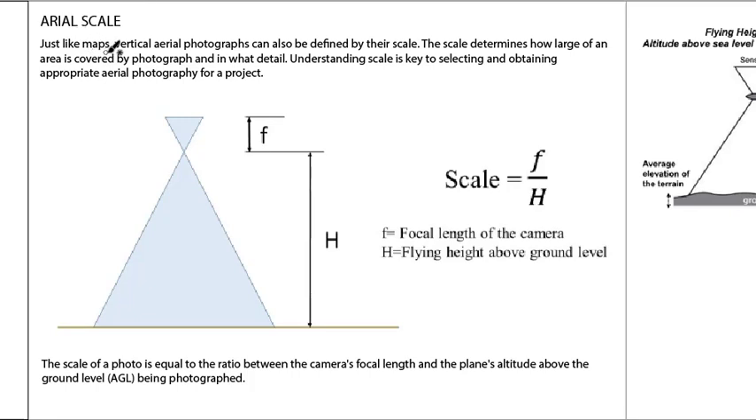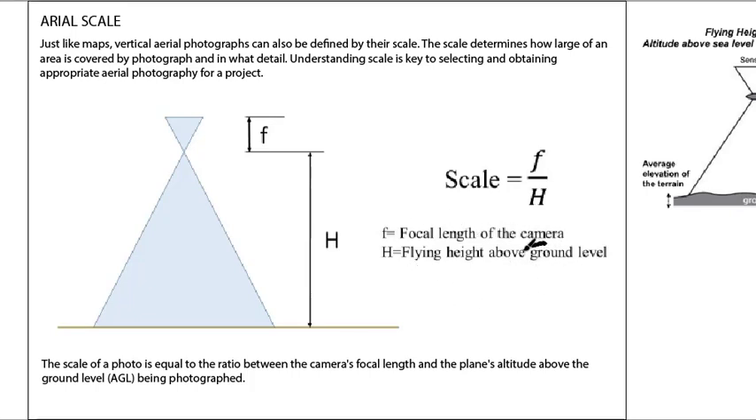So aerial scale is used for maps where photographs can be taken, and photographs will also have a particular scale. That scale is known as aerial scale, right? The scale determines how large an area is covered by a photograph and in what detail. Understanding scale is key to selecting and obtaining appropriate aerial photography for a project. So the aerial scale is given by the focal length of the camera divided by the flying height above the ground level.